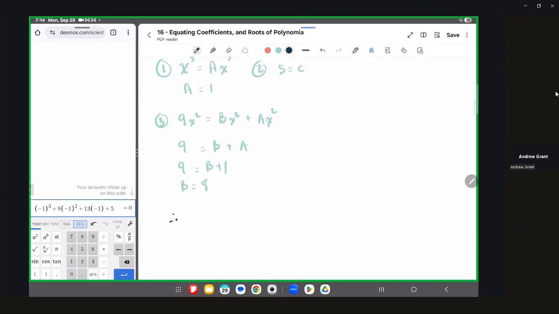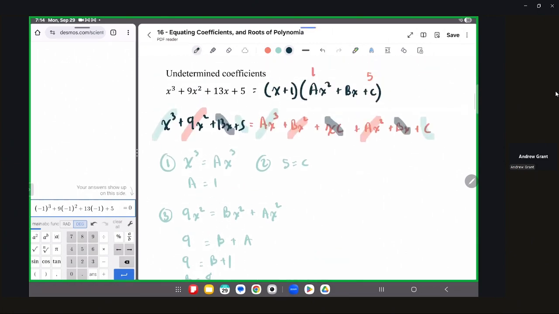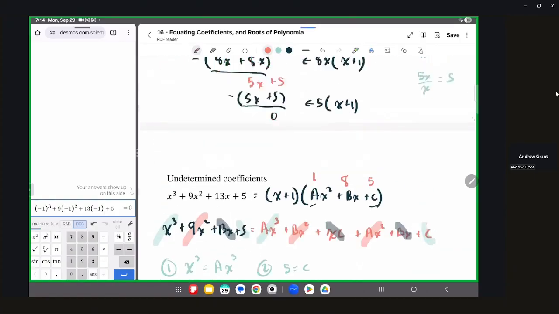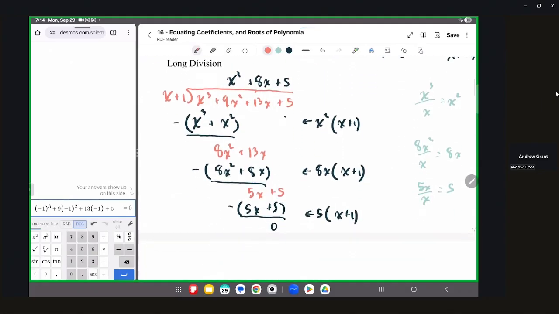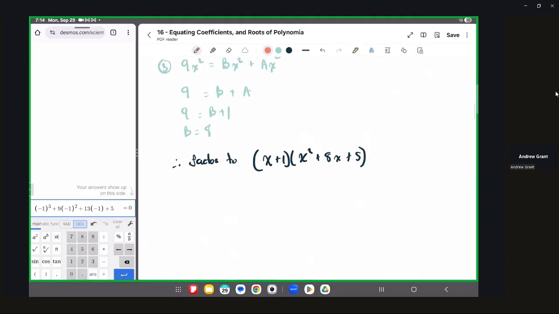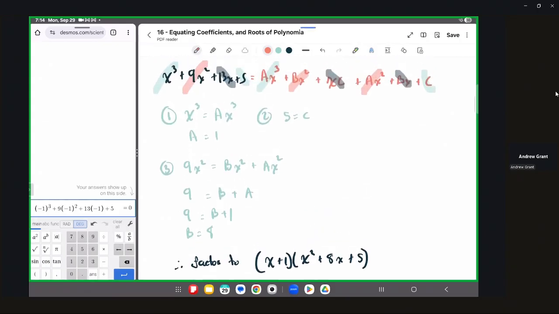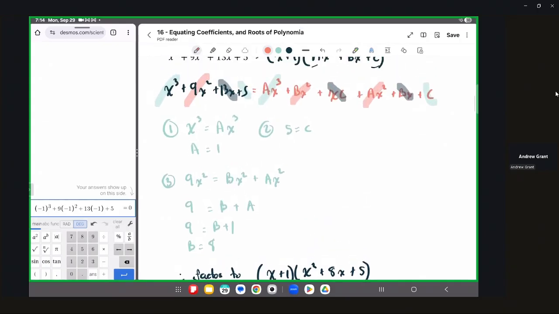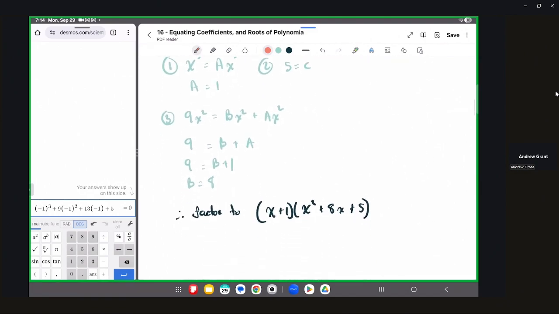So therefore, we know that this factors to x plus 1 times x squared plus 8x plus 5. Okay, because we were able to determine quickly that a was 1, c was 5, and also that b had to be 8, which is what we had up here. And so you should be familiar with either technique in order to solve this. The usefulness of this is that we can quickly tell, depending on the situation, sometimes long division might be faster. Sometimes the method of undetermined coefficients might be more efficient. Just depends on what you would like.